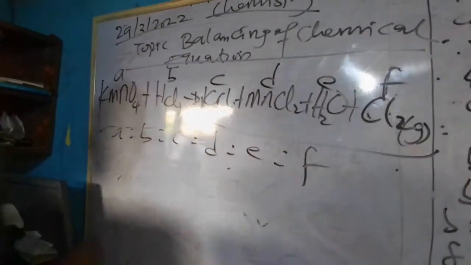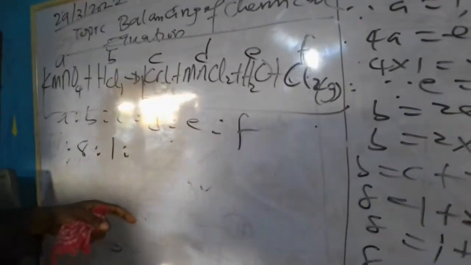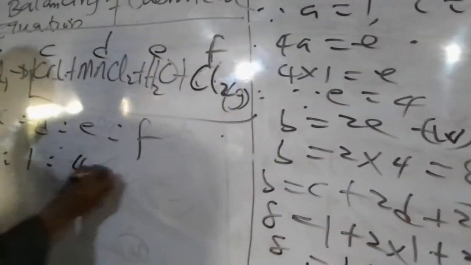What do you have as our A? Our A is 1. Then what do you have as our B? Our B is 8. What do you have as our C? Our C is 1. What did we have as our D? Yes. Our D is also equal to 1. Then what do we have as our E? Our E is 4. What do we have as our F? Our F is 5 over 2.